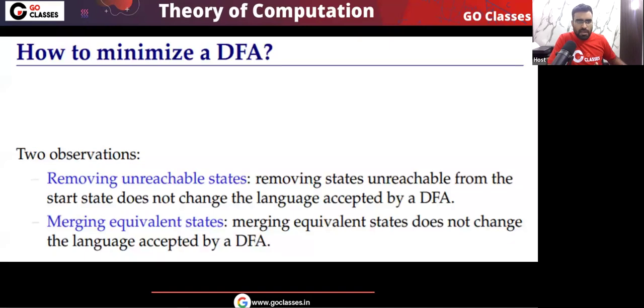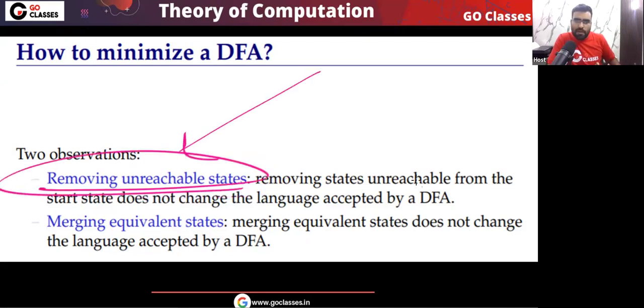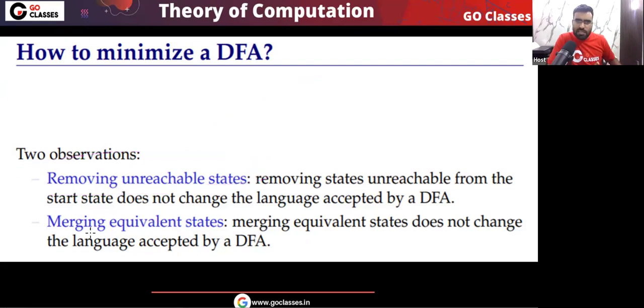And I told you what the steps are. The first step is to remove the unreachable states. Don't forget about this step. So remember step number 1, that is first you remove unreachable states. Then you find the equivalent states and merge them, and then you will get your minimal DFA.